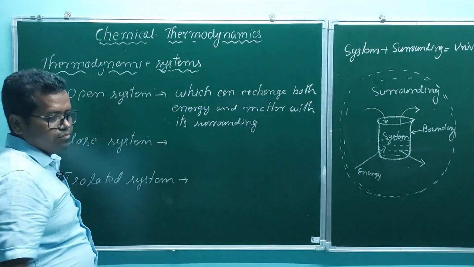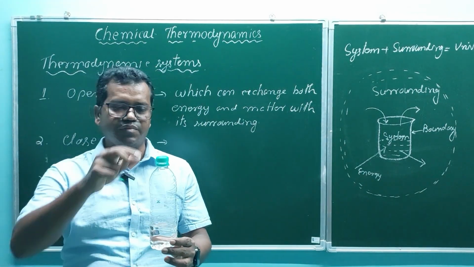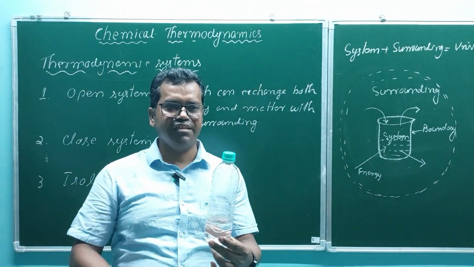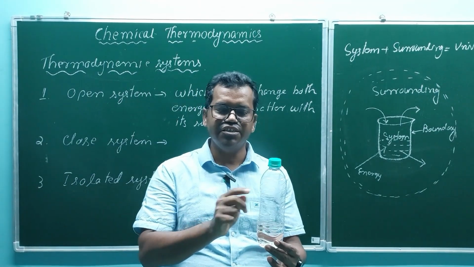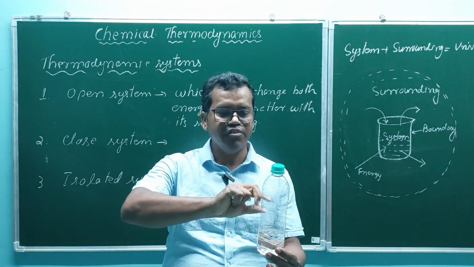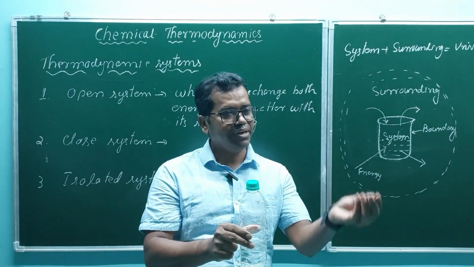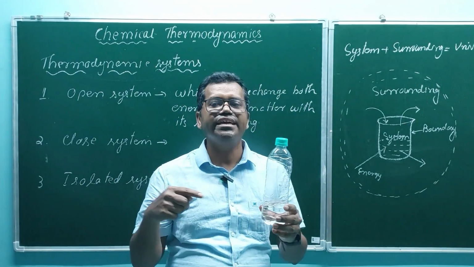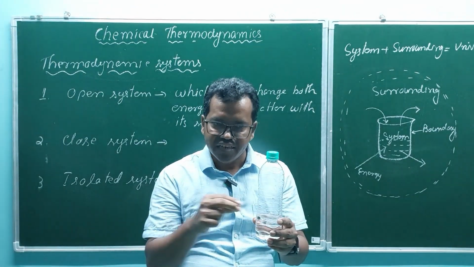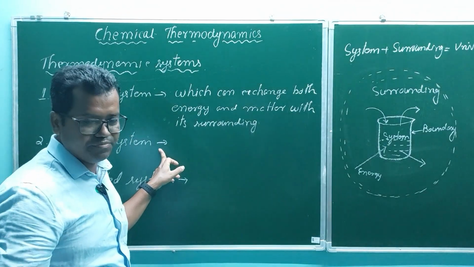The next is closed system. Now, what is closed system? Again, suppose this is our system. Now, the cap of the bottle is sealed. So, since it is sealed, you cannot add water. You cannot add matter. Again, you cannot take out water from the bottle. So, matter cannot be exchanged, but energy can be exchanged. So those systems which can exchange energy only but not matter is called our closed system.